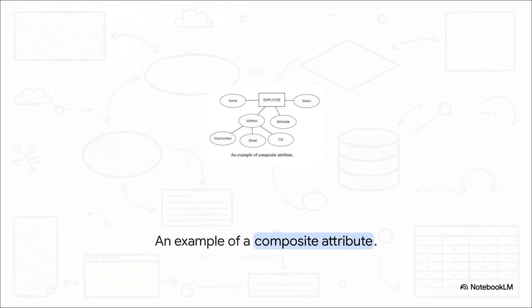We're looking at a mapped-out employee entity. You can clearly see single attributes like name, salary, and birth date. But look at address. It's a composite attribute splitting perfectly into way number, street, and city. Each of those subparts has its own independent utility, but when you put them together, they form the broader concept of an address. It's actually incredibly elegant when you see it mapped out at this granular level.